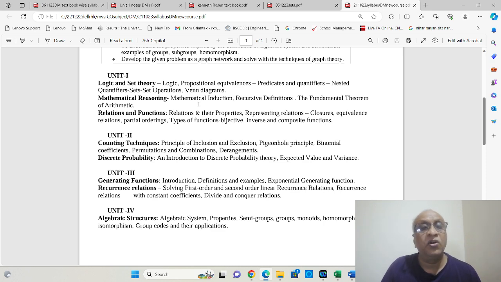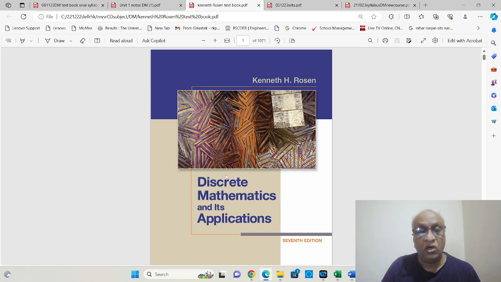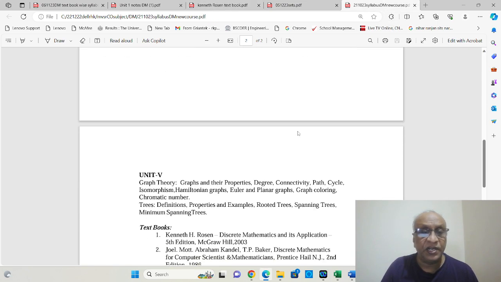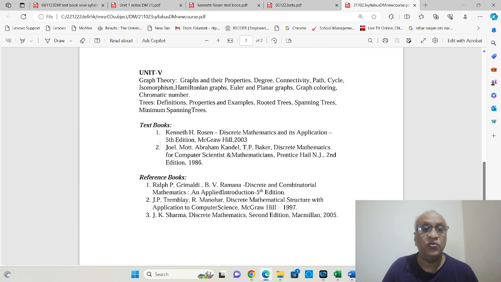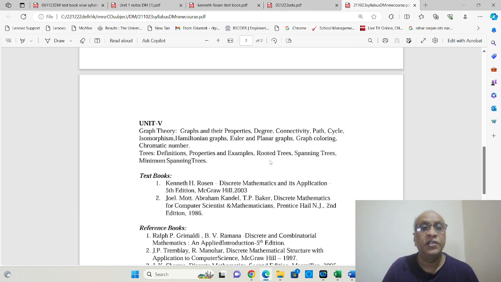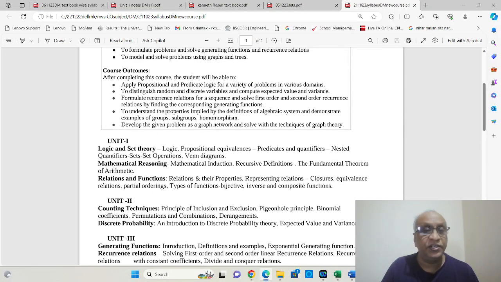The contents for today's deliverable are derived from the textbook called Discrete Mathematics and Its Applications, 7th edition by Kenneth H. Rosen. This is a prescribed syllabus book, as you can see, Kenneth H. Rosen, McGraw-Hill publication. So let us continue learning today's topic, that is sets, set operations, and Venn diagrams from Unit 1.